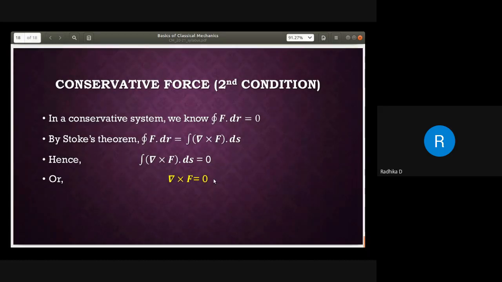Another way of saying that a force is conservative is, first, that the total work done is 0. I can write it as the closed integral of F dot dr equal to 0. Next is del cross F equal to 0, or the curl of the force vector.